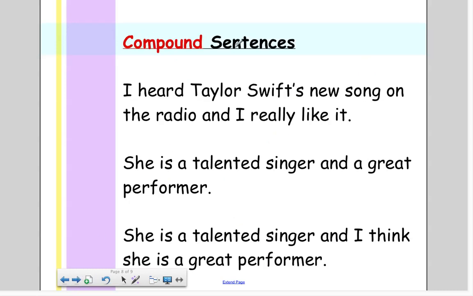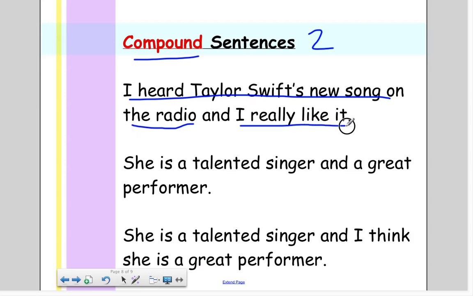Here's the last rule. A compound sentence is when you have two sentences that you put together. Let's look at this first one. "I heard Taylor Swift's new song on the radio, and I really like it." "I heard Taylor Swift's new song on the radio" is a complete sentence. It could be by itself. So could "I really like it." Those are two complete sentences. And we combined it with the word "and." This is called a conjunction. So when you have two sentences, you have to separate them. So we put a comma right here.